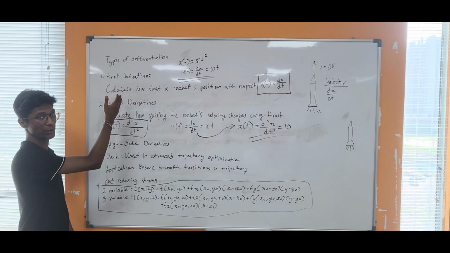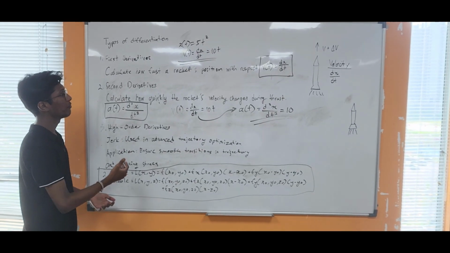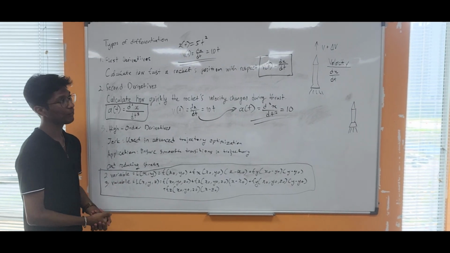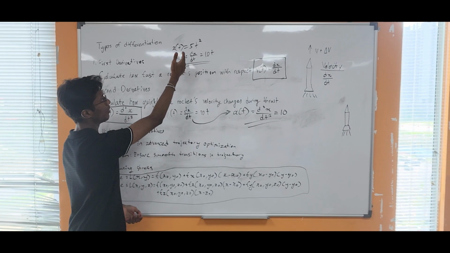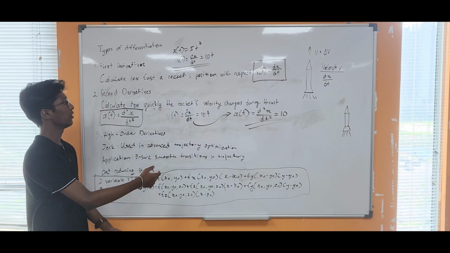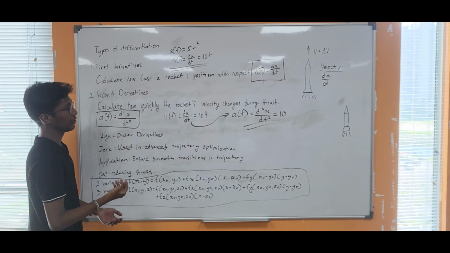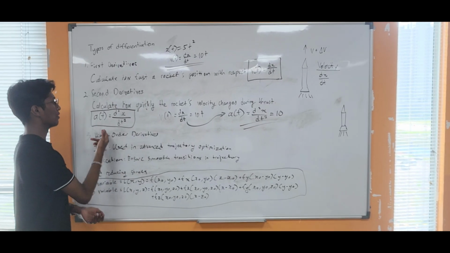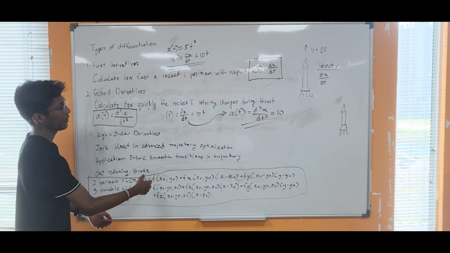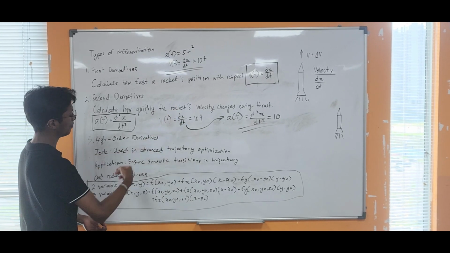I'm going to talk about the first one, but I'll be using a rocket as an example. Calculate how fast a rocket's position changes with respect to time, or should I say position versus time. So this is the example: 5t squared, you differentiate it, you're going to get 10t. Going on to second derivatives, calculate how quickly the rocket's velocity changes during thrust. This is the formula, which is basically velocity versus time. So by using the first derivative, you differentiate it again, you're going to get 10.